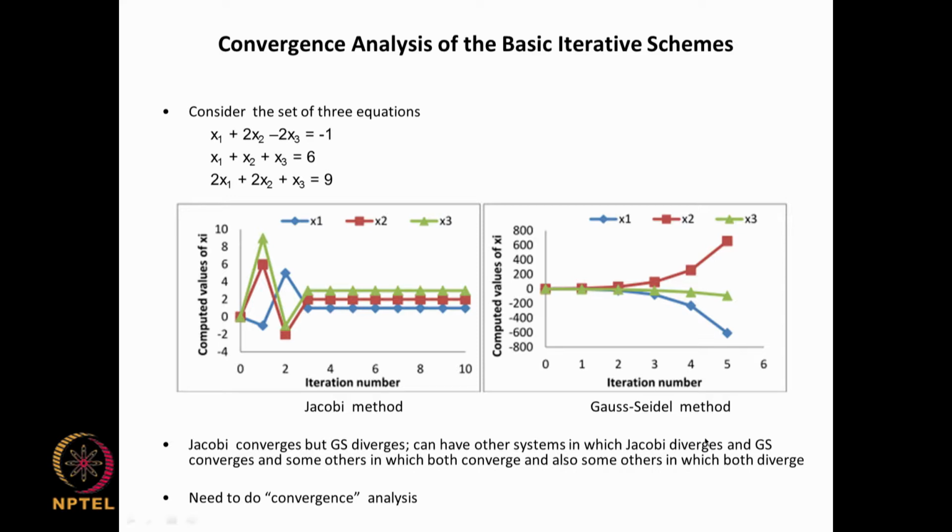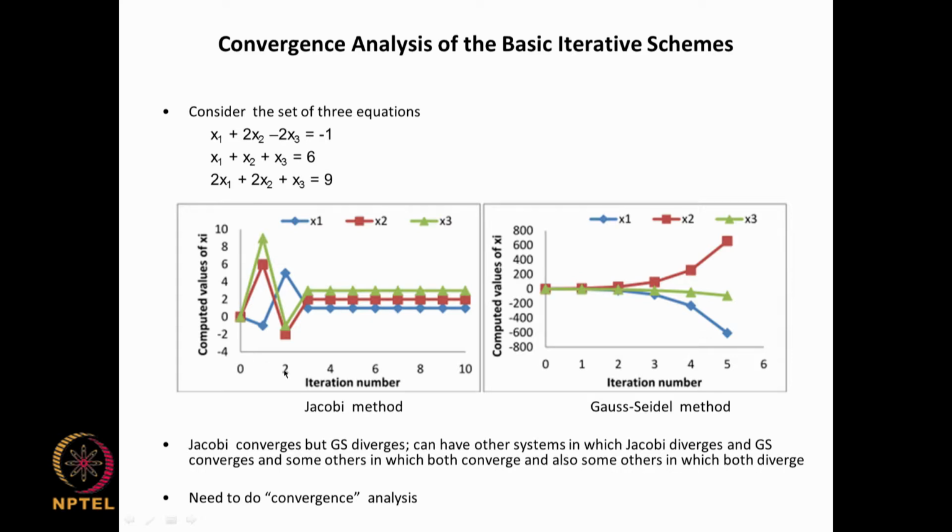So here we have a very simple 3 by 3 problem: x1 plus 2x2 minus 2x3 equal to minus 1, x1 plus x2 plus x3 equal to 6, and 2x1 plus 2x2 plus x3 equal to 9. We would like to solve this using the Jacobi method and the Gauss-Seidel method, with all initial values 0.